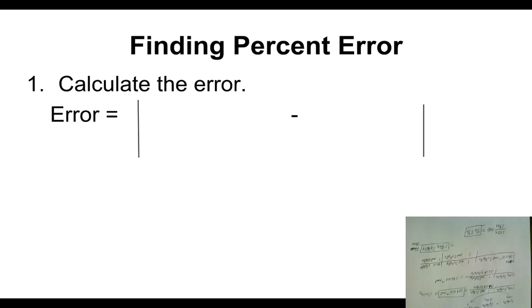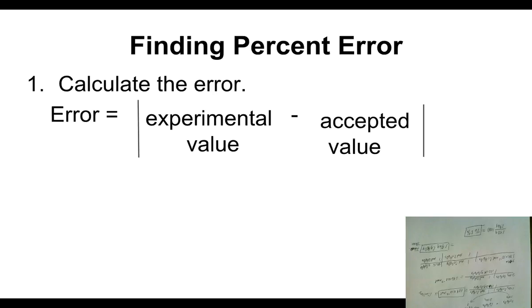First thing you want to do in finding your percent error is calculate the error. Now the error, you take your experimental value, that value that you find in the lab, and you subtract out your accepted value. All right, again, the accepted value would be what you would look up. And you find the difference between those two. Now notice the lines. What do those mean? Absolute value. So in absolute value, do we have negatives? No. So if you get a negative in your calculator, you just drop the negative and you always use positives.